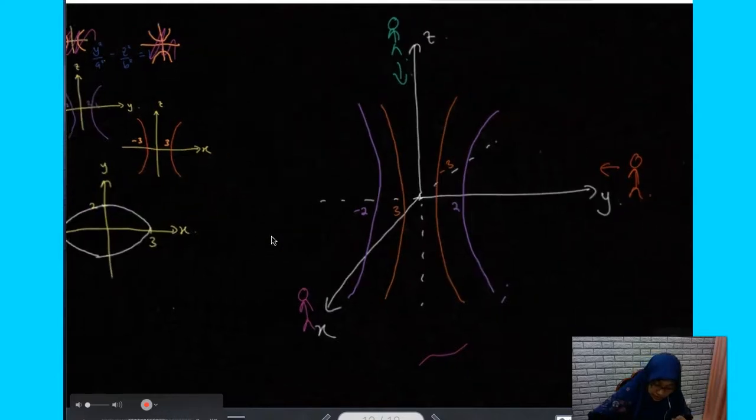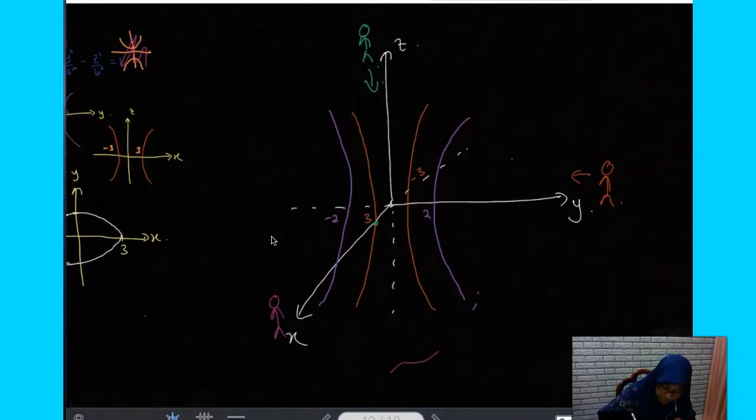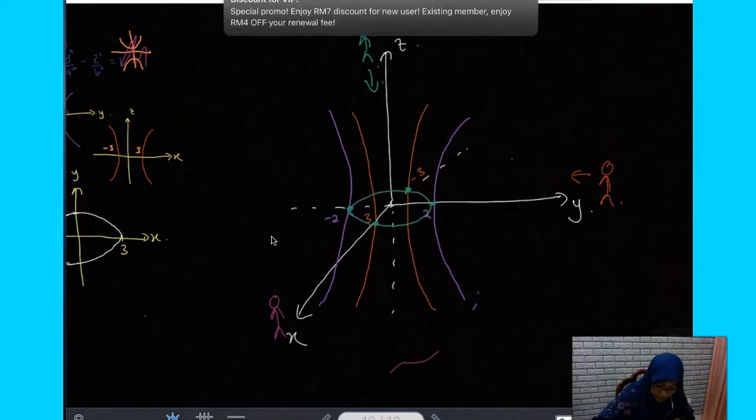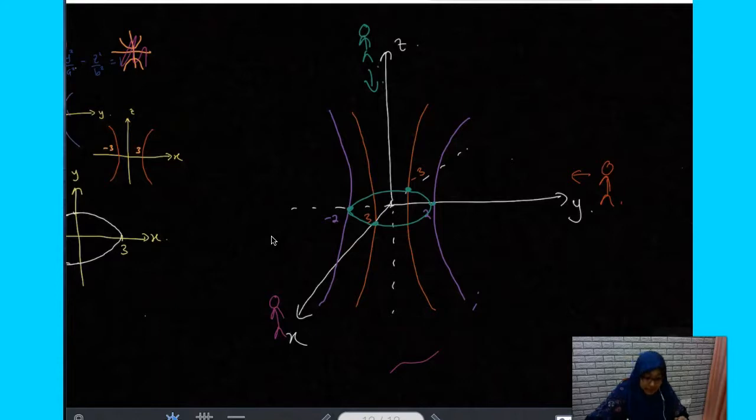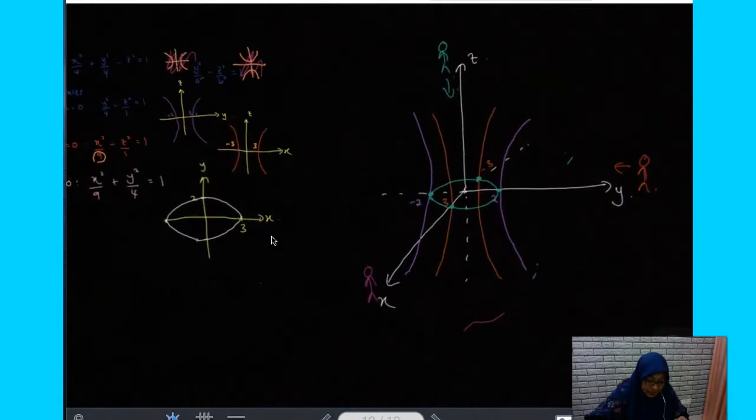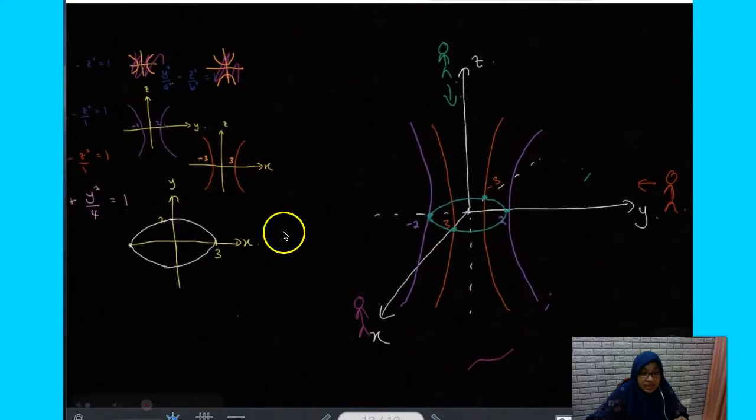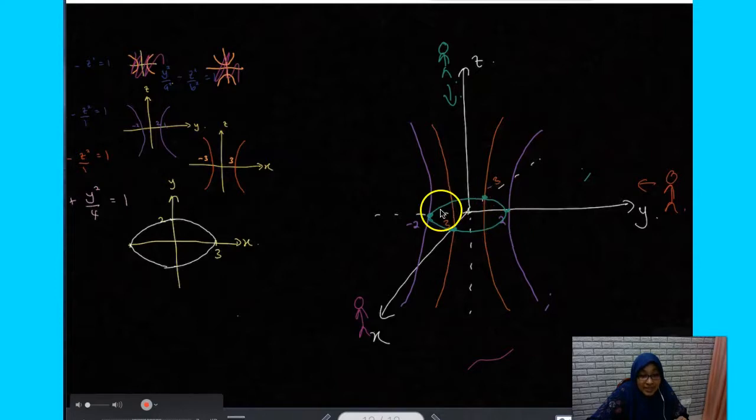Okay, so now you have to combine all the intersections. So this one, that one, and that one. Okay, so here, now you have done combining all the traces. So as I mentioned before, sometimes it's quite hard for us to show exactly the ellipse that we want. But you can see from your trace.